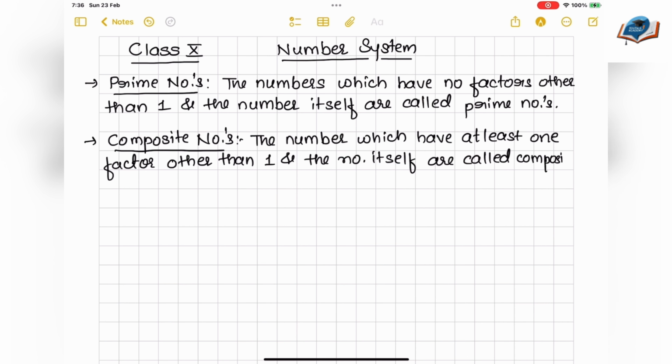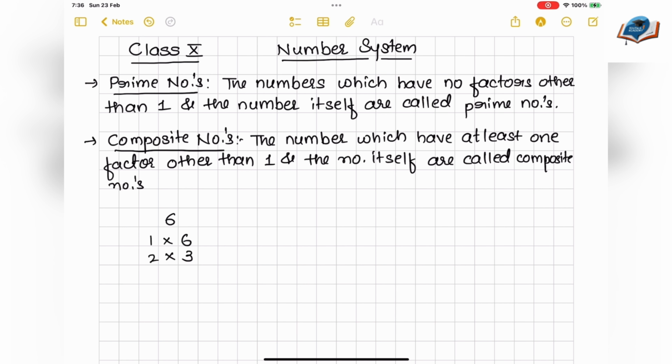So this means to say, if suppose I have taken 6, the factors of 6 are 1 and 6, 2 and 3. So at least one more factor other than the number itself and 1 it should have. So 6 is a composite number. And if I take 5 as an example, 1 into 5, it has only two factors. So 5 is a prime number.